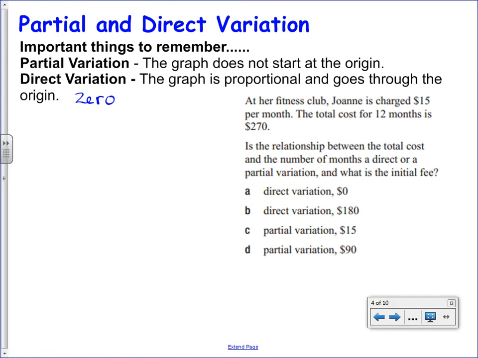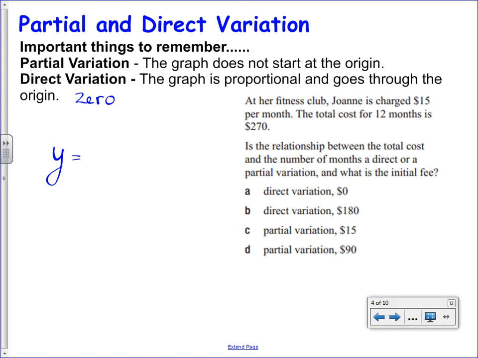So, looking at this, it says, at her fitness club, Joanna is charged $15 per month. The total cost for 12 months is $270. Is the relationship between the total cost and the number of months a direct or partial variation? What is the initial fee? Okay, this is a difficult question. There's a couple ways we can tackle this.